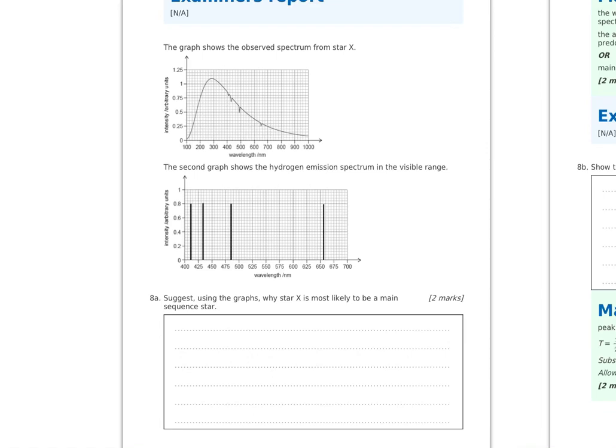So here are the solutions for D2 stellar characteristics and evolution. But most of this is repeats from D1. So 8A is a new question that we haven't seen yet. So we're going to do 8 and 10. Those are not repeats from D1.